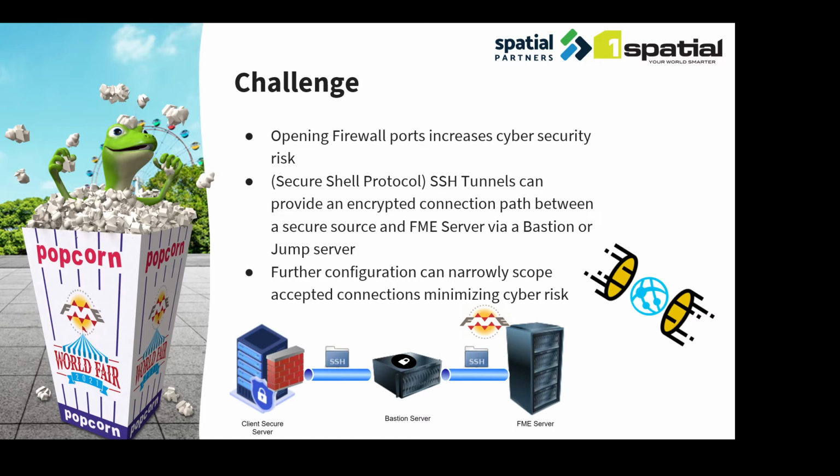So for our solution to this, we believe we can get away with using SSH tunnels, which can provide an encrypted connection path to something referred to as a bastion or jump server, which acts as an intermediate, usually at the network boundary. And then with careful configuration of that bastion server, you can narrowly scope what possible connections are allowed. So therefore only accepting connections that are made with a secure certificate over this secure protocol from the known FME Server, therefore absolutely minimizing and locking down the connections to the secure data source.